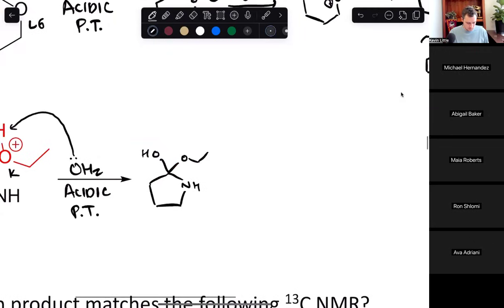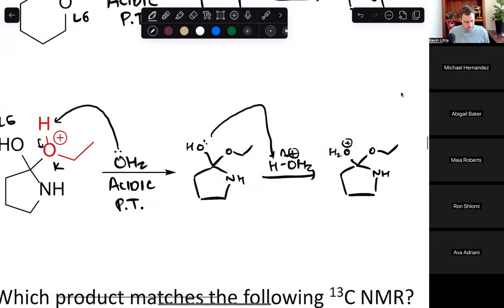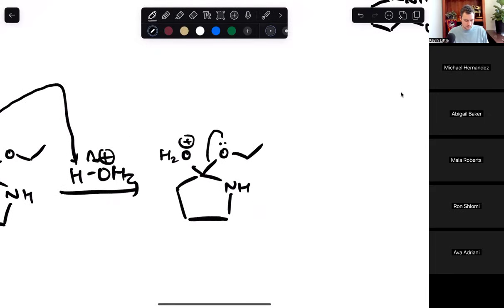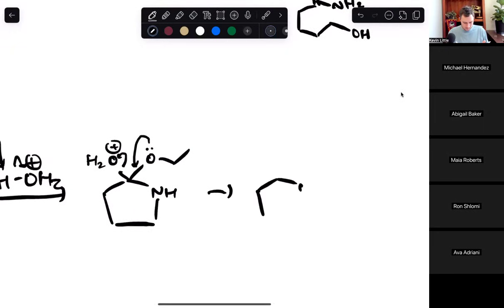In step 2, I'm going to give it to the leaving group. So I make my leaving group a better leaving group. So that was my proton transfer. I've got my proton on the leaving group, which is what I want. Then I collapse and I kick. And I get that.